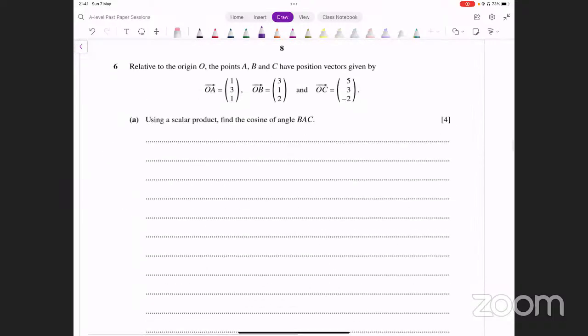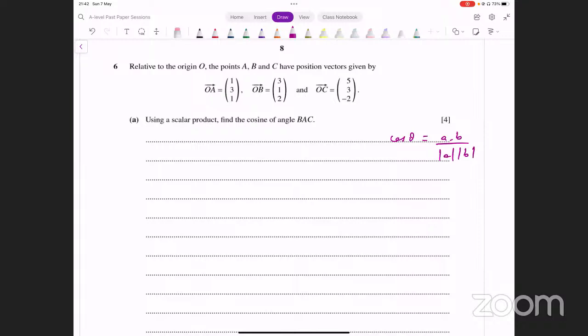Question number 6. It says, relative to the origin O, the points A, B, and C have position vectors given by OA, OB, and OC using a scalar product. Scalar product का मतलब होता है dot product. Find the cosine of the angle BAC. Okay, angle का formula एक ही होता है आपके पास vectors के अंदर. And it looks like this. Cos theta equals A dot B over modulus of A into modulus of B.